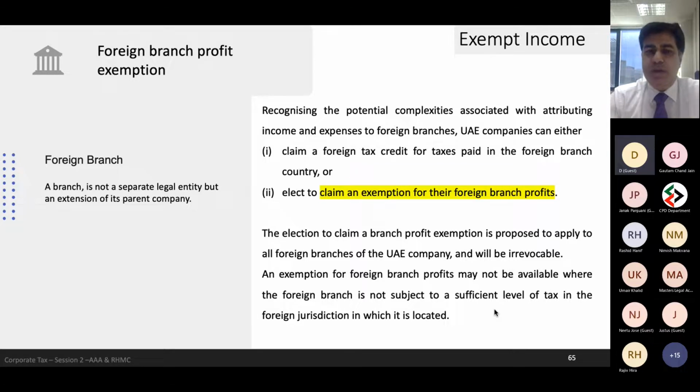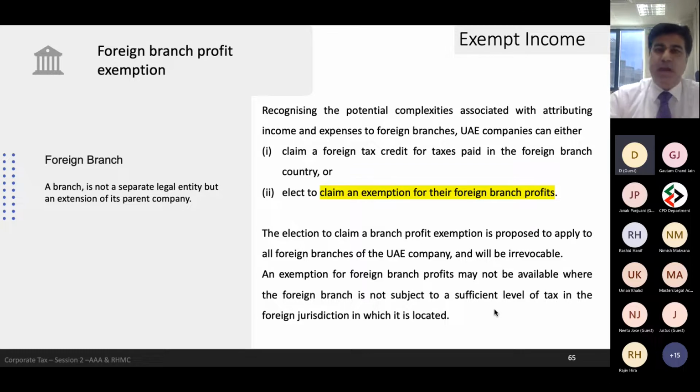The election to claim branch profit exemption is proposed to apply to all foreign branches in UAE company and will be irrevocable. So once it's done, technically it's done. The exemption for foreign branch profit may not be available where the foreign branch is not subjected to sufficient level of tax in the foreign jurisdiction in which it is located. So if you have a foreign branch and there are no taxes or less taxes, then you may not be able to get the exemption as stated in this.